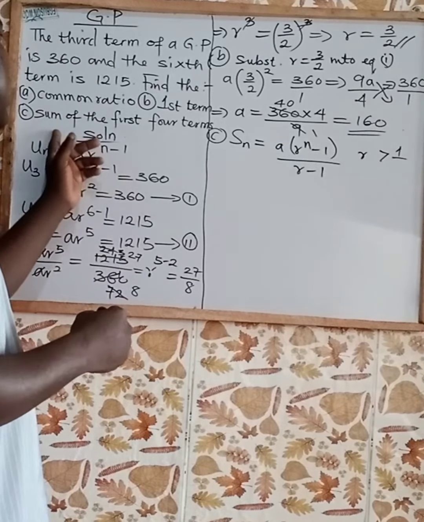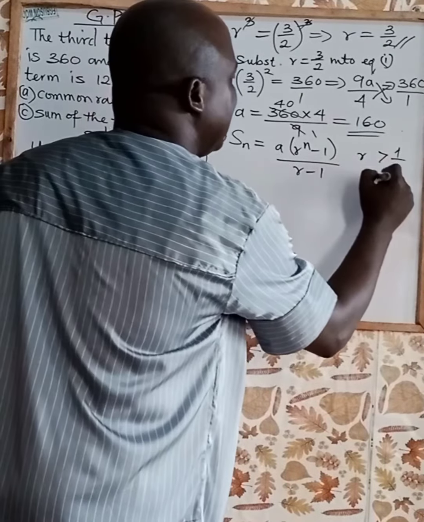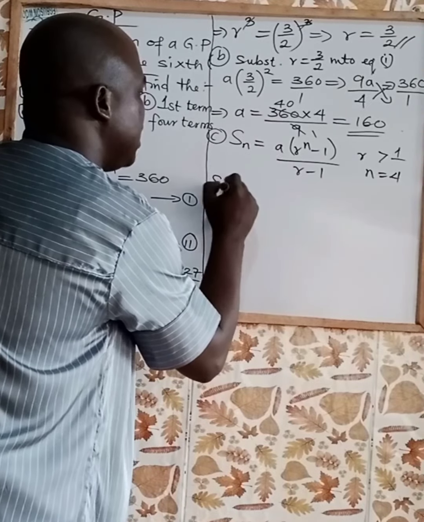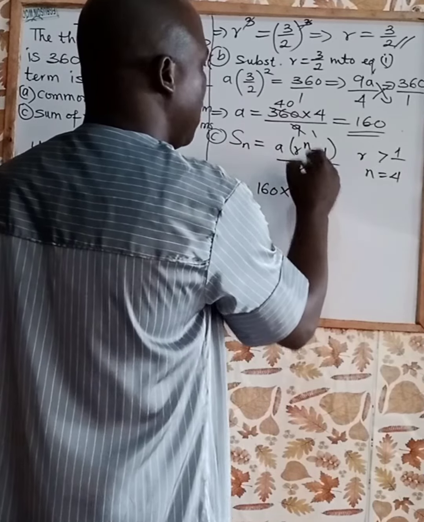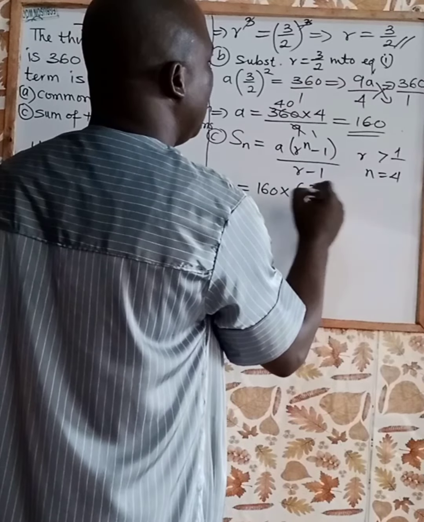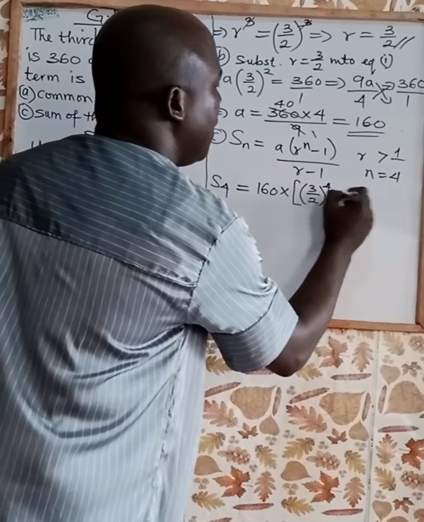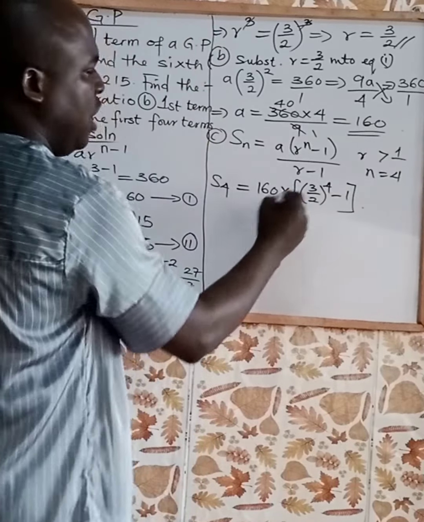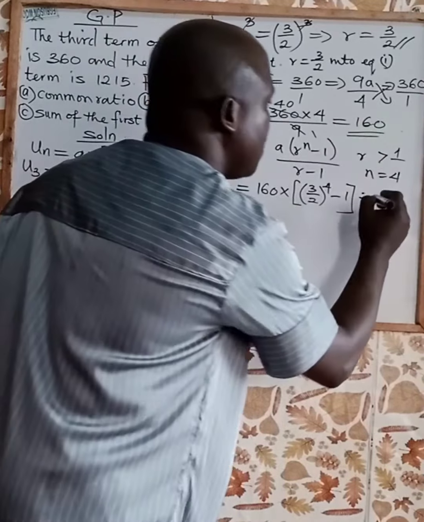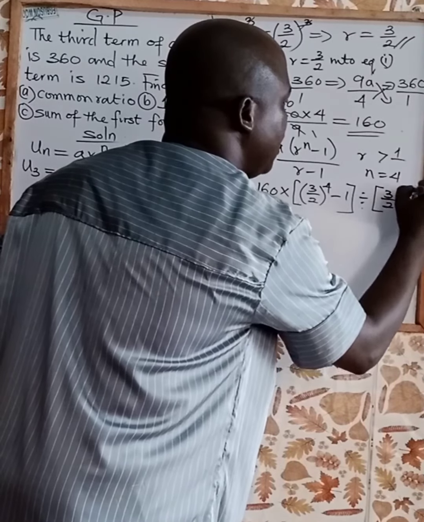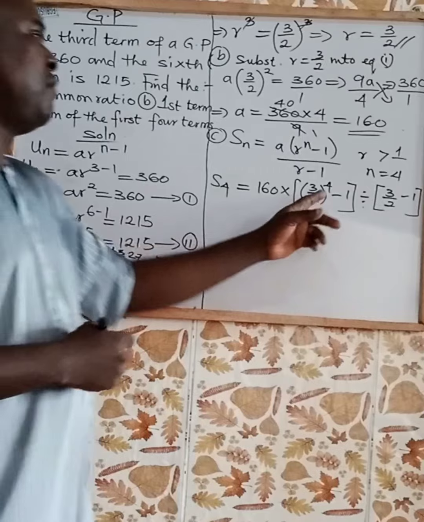They say we should find the sum of the first 4 terms. That means you are looking for S4, and our n is 4. So S4 will be A, what is A? A is 160. So I have 160 times R, and our R is 3 over 2. So I have 3 over 2 raised to the power of 4, because our n is 4, minus 1, everything in brackets. And then I have R minus 1, which I can write as divided by 3 over 2 minus 1. You have this. That means we are now going to simplify what we have in the bracket.